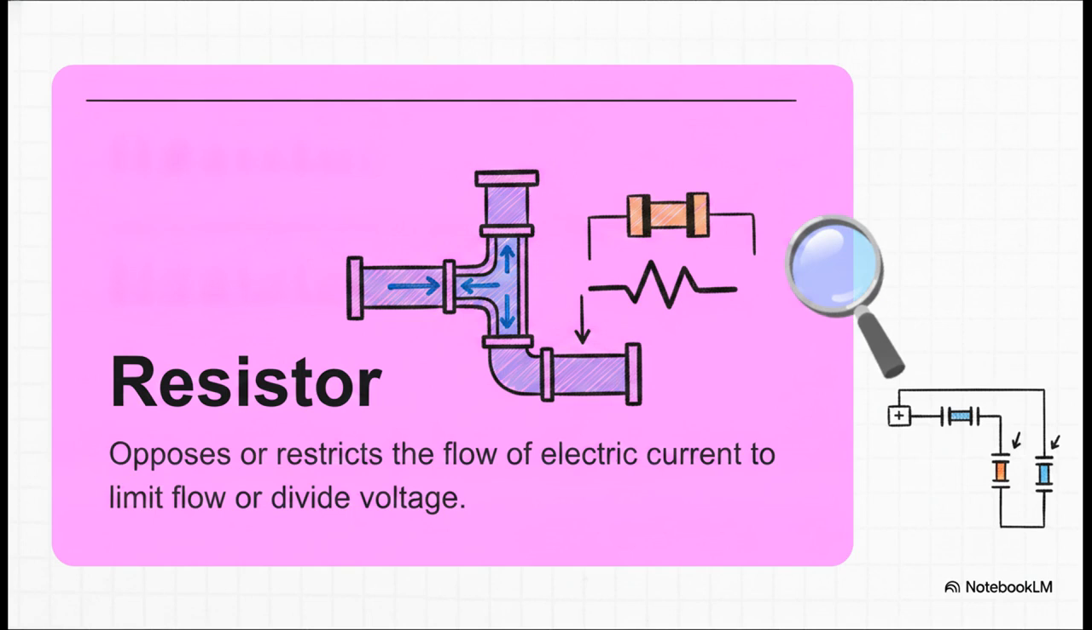Now, a resistor does exactly what it sounds like it does. It acts like a physical narrowing or a pinch in our metaphorical water pipe. It deliberately restricts how fast the water can rush through. We intentionally use them to limit current flow or to chop up and divide the voltage across a circuit.